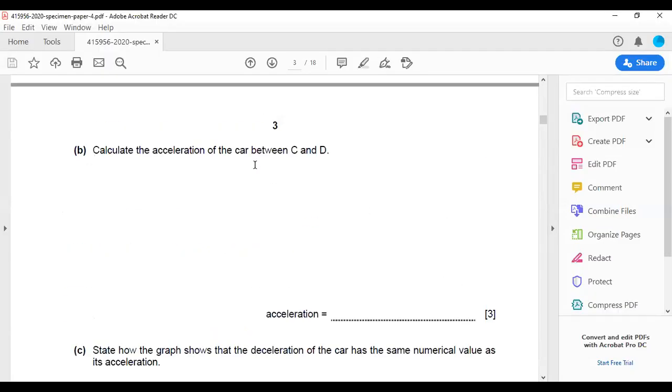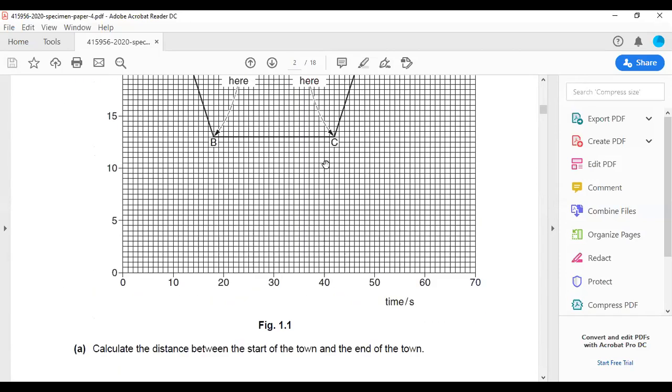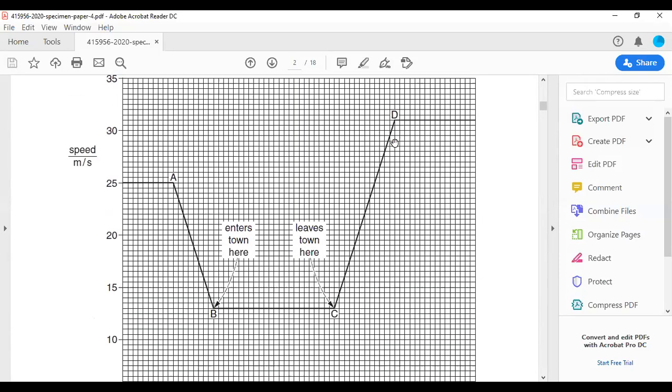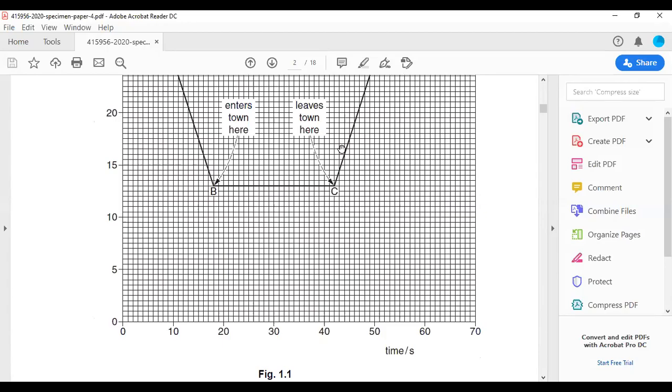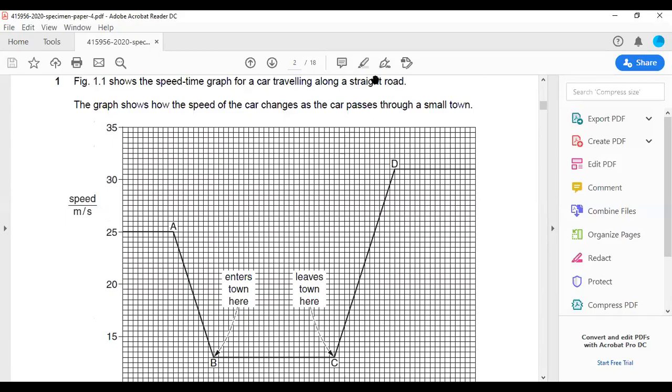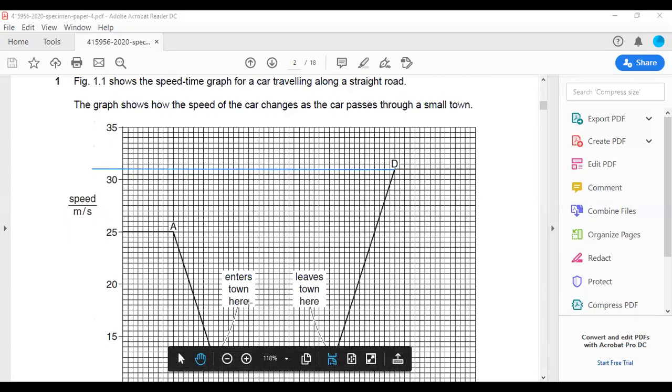So they say calculate the acceleration between C and D. So C is here and D is here now. So we're going to look for these two values. So point C was what? We know that the acceleration is speed over time, right? It should have been velocity over time. So we're going to check these two values here. The first one here is D, and at point D, what value is that? But we understand the value at point C.